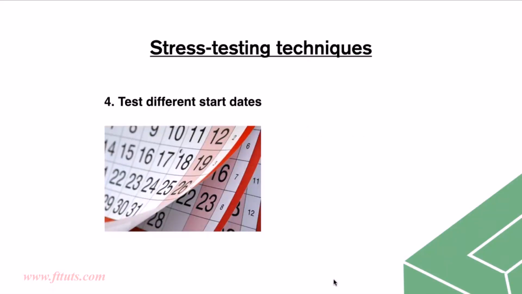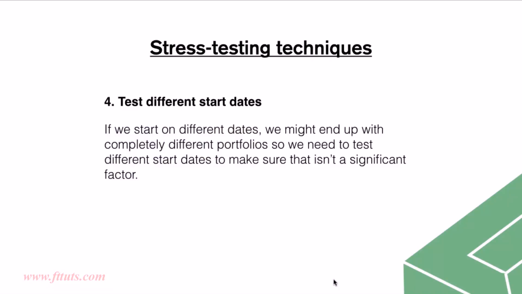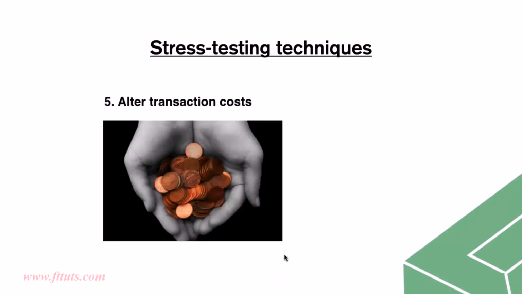Fourth, similar to that idea, is to try different start dates. If we start on different dates, we might end up with completely different portfolios, so we need to test different start dates to make sure that isn't a significant factor. For example, if we were to start a medium-term portfolio system that trades on daily new highs on the 1st of January, we're going to get a different basket of stocks than if we started that system on the 1st of February.